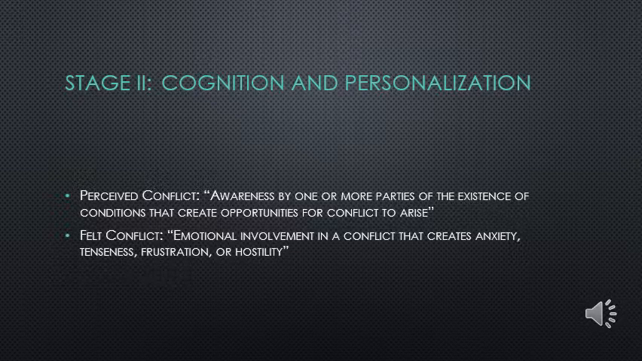Stage 2 is cognition and personalization. Stage 2 is where the conflict is actualized. This stage is important because this is when the conflict is defined. Conflict is personalized in this stage as both parties decide what exactly the conflict is about. Perceived conflict and felt conflict decide how the conflict will be handled. Perceived conflict is the awareness that there are conditions where conflict could occur. Felt conflict is when emotions get involved.